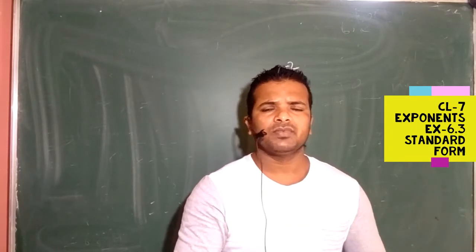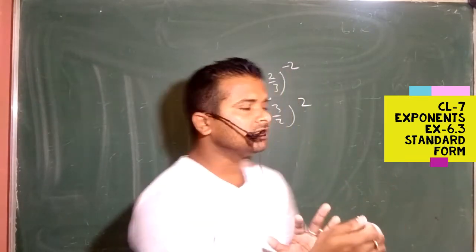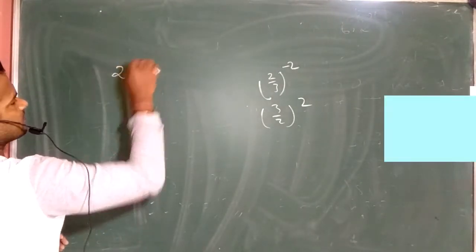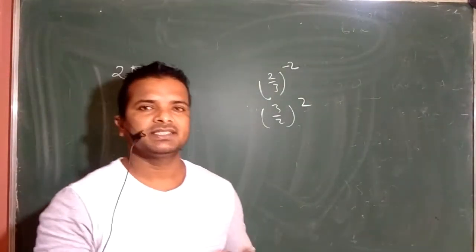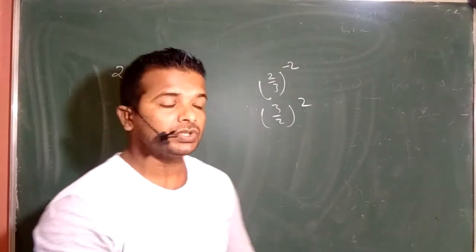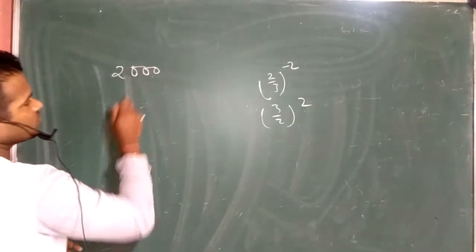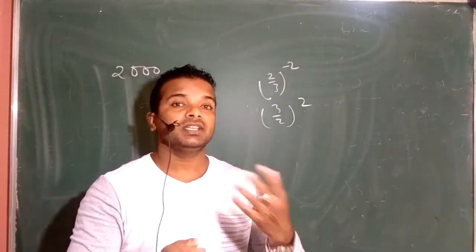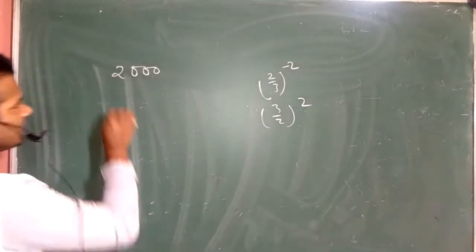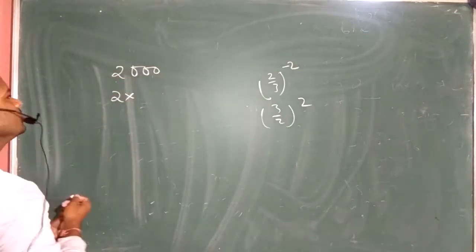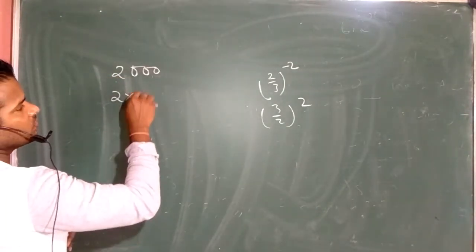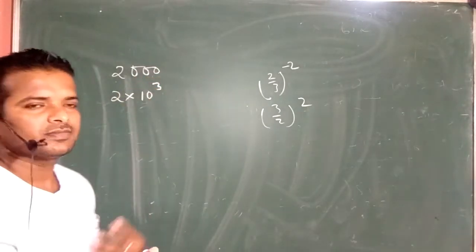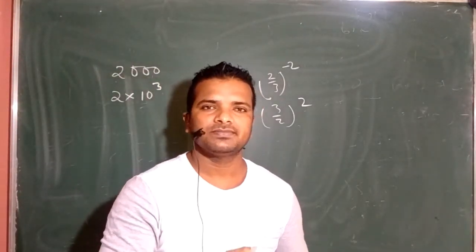What is standard form for the chapter? Let us take an example. Suppose it is written 2000. If it is 2000, in standard form, or in scientific notation, how do we write it? We'll write 2 into 10 to the power 3. That's all. That's called scientific notation.